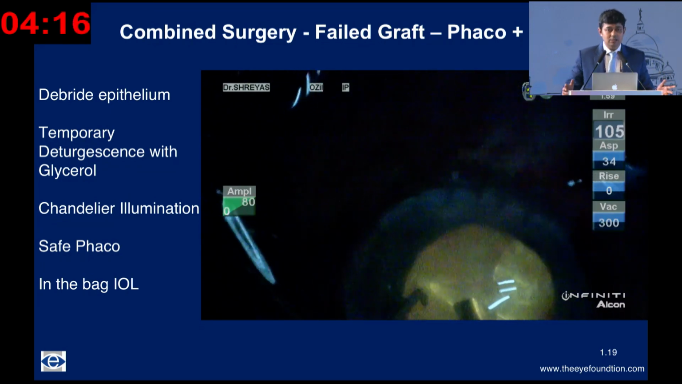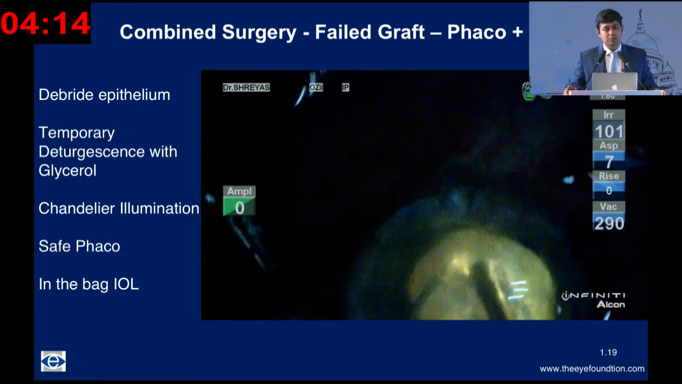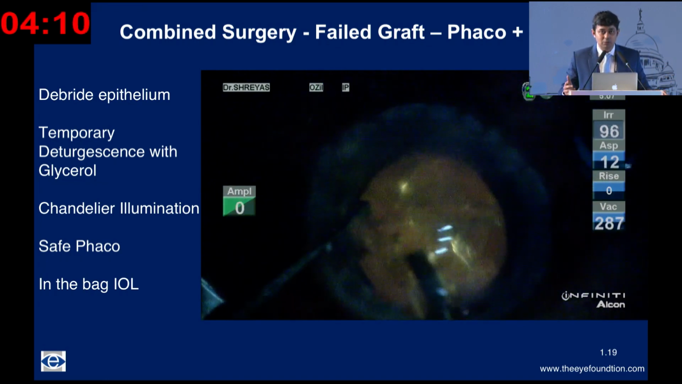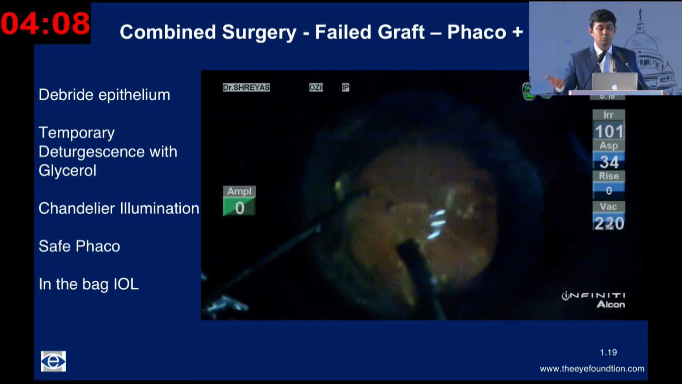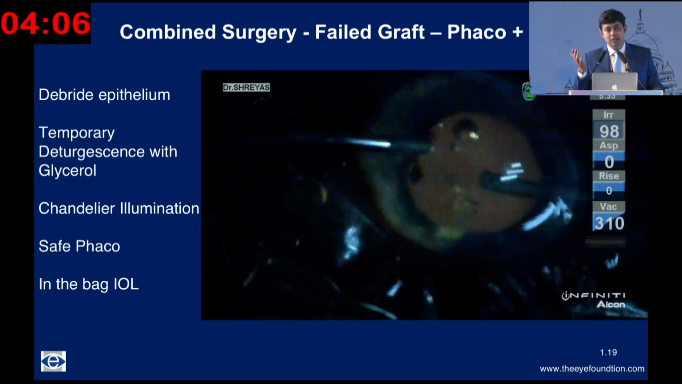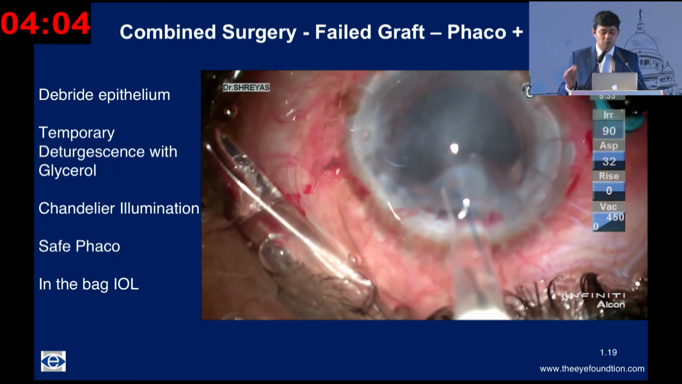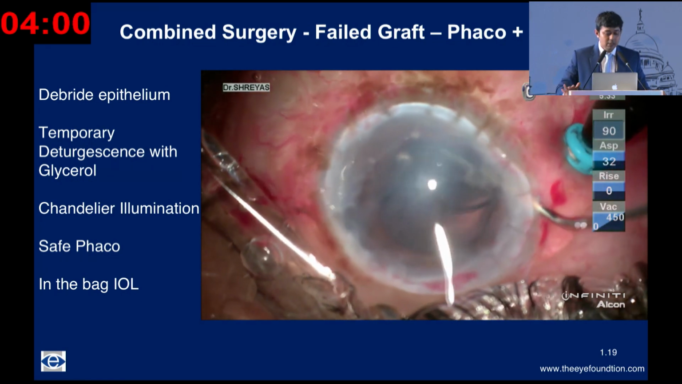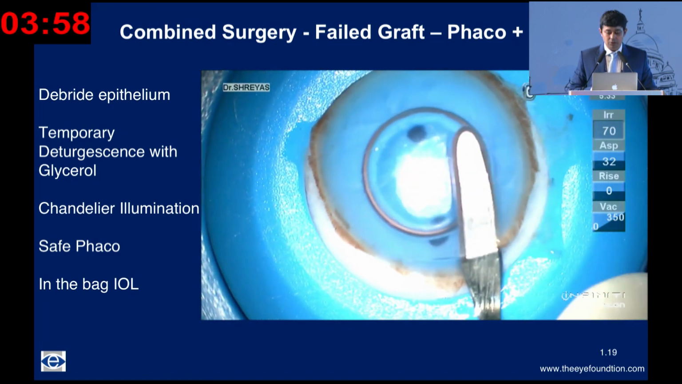If your IOL is unstable, then the subsequent EK procedure becomes even more difficult. Your air bubble maneuvers become difficult. The bubble tends to go behind the IOL and push the IOL forward and the iris lens diaphragm forward, making the entire surgery a lot more challenging, a lot more messy. So in these situations, it's good to go ahead.